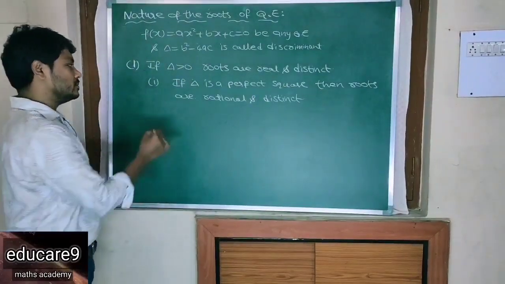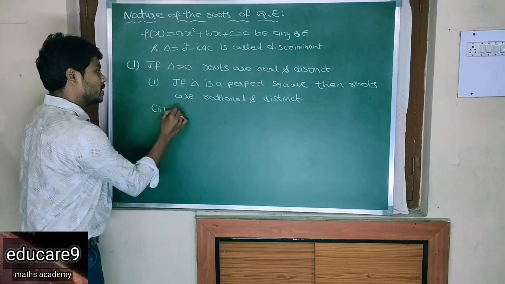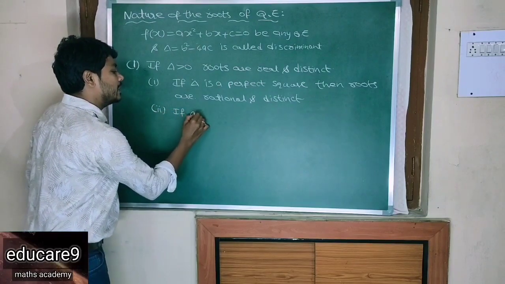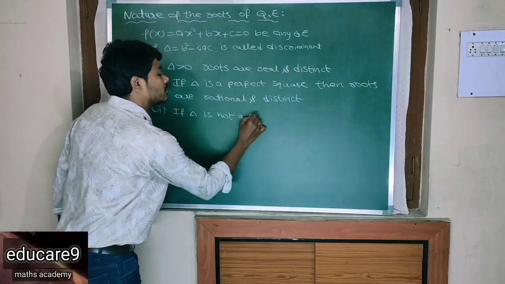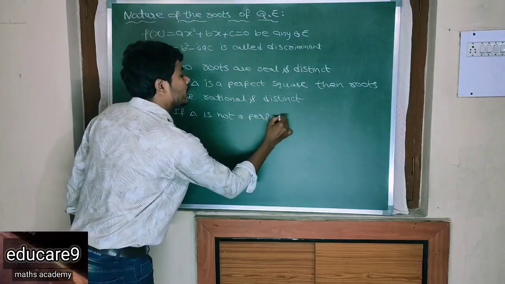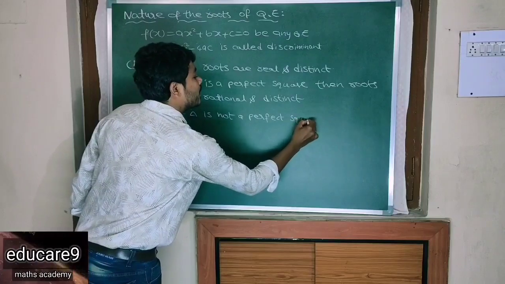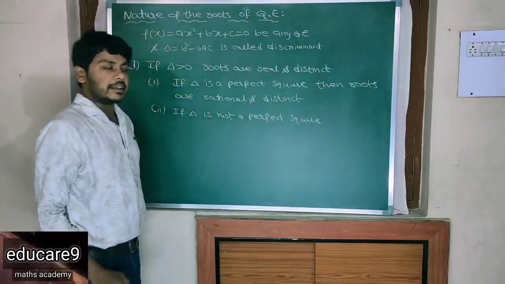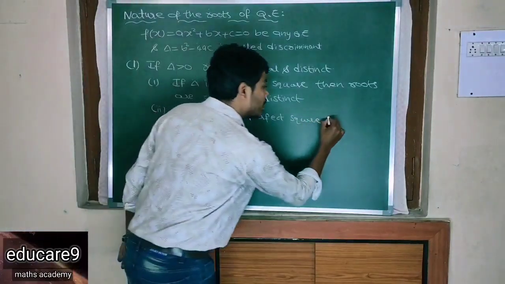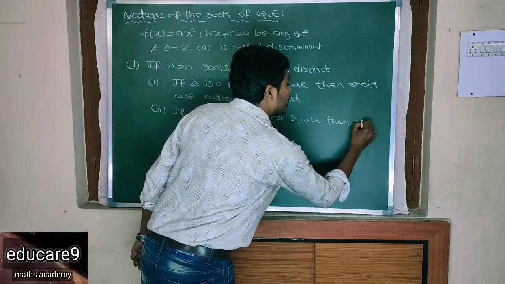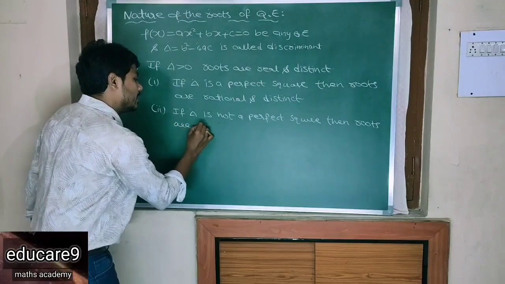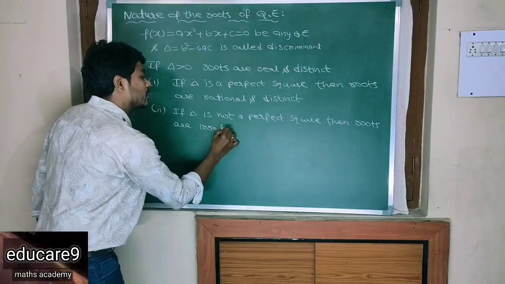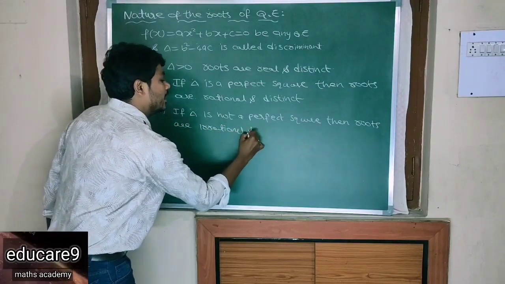And second one, if delta is not a perfect square, in that case roots are irrational and unequal.